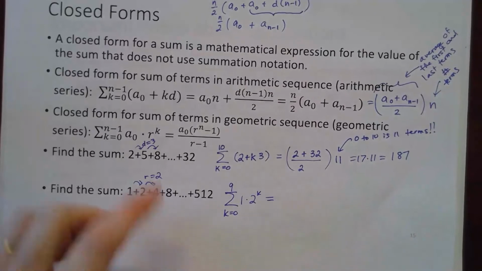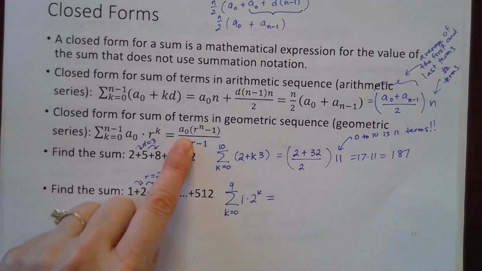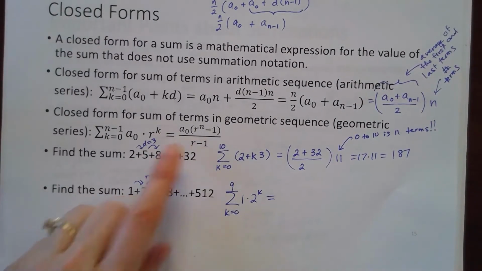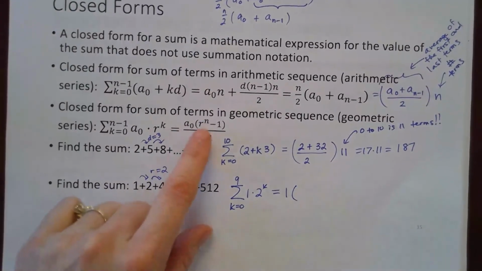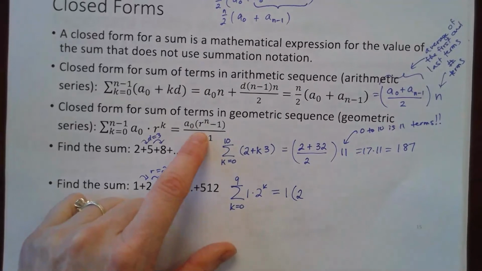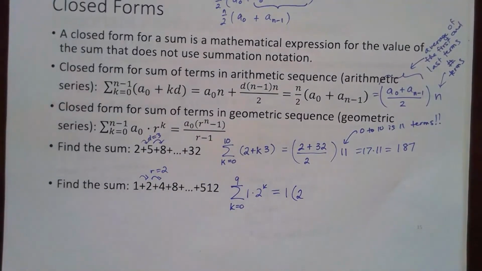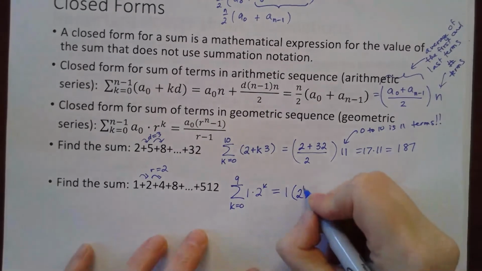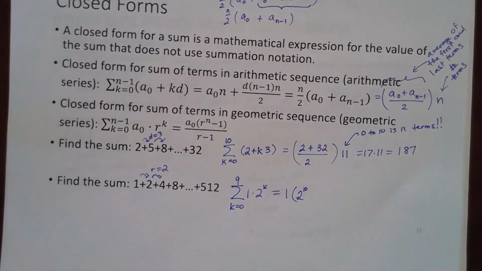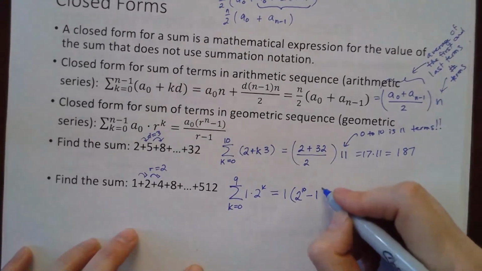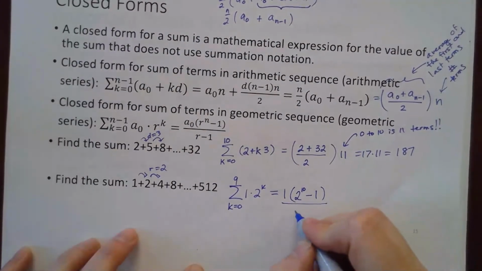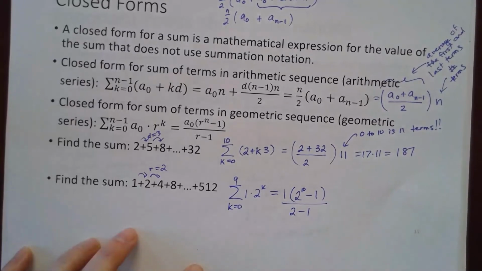And so our closed form is we take the first term in the sequence, which is 1. Multiply that by the common ratio to the number of terms. How many terms? 10. We didn't get you this time. Carlos will not be fooled twice. Okay. Minus 1 over 2 minus 1.